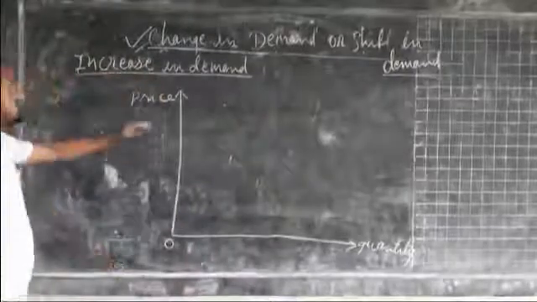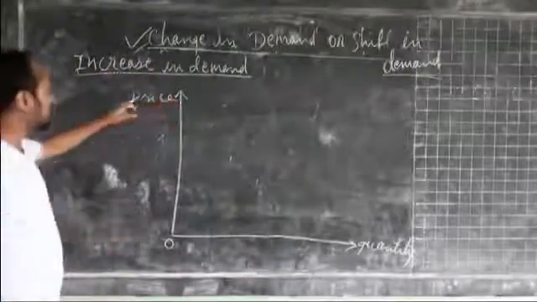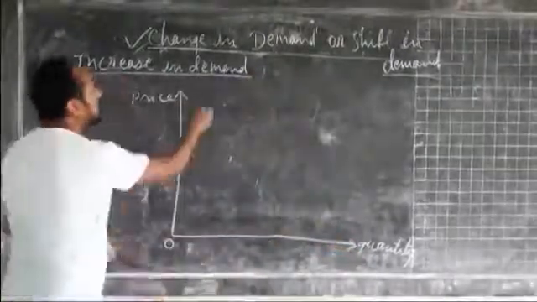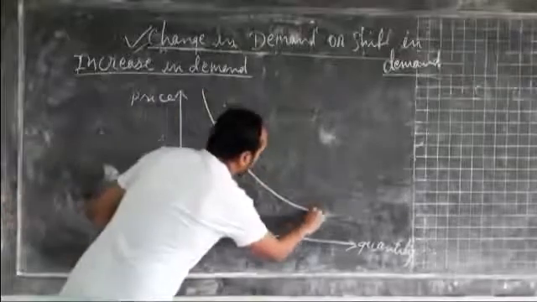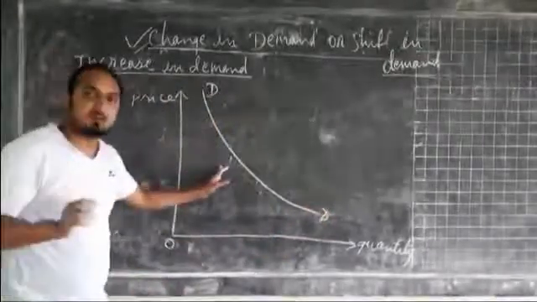Now let's consider two axes. We have a y-axis, and in the y-axis we are measuring price, and in the x-axis we are measuring quantity. And we will consider the initial demand curve D. So this is the initial demand curve.